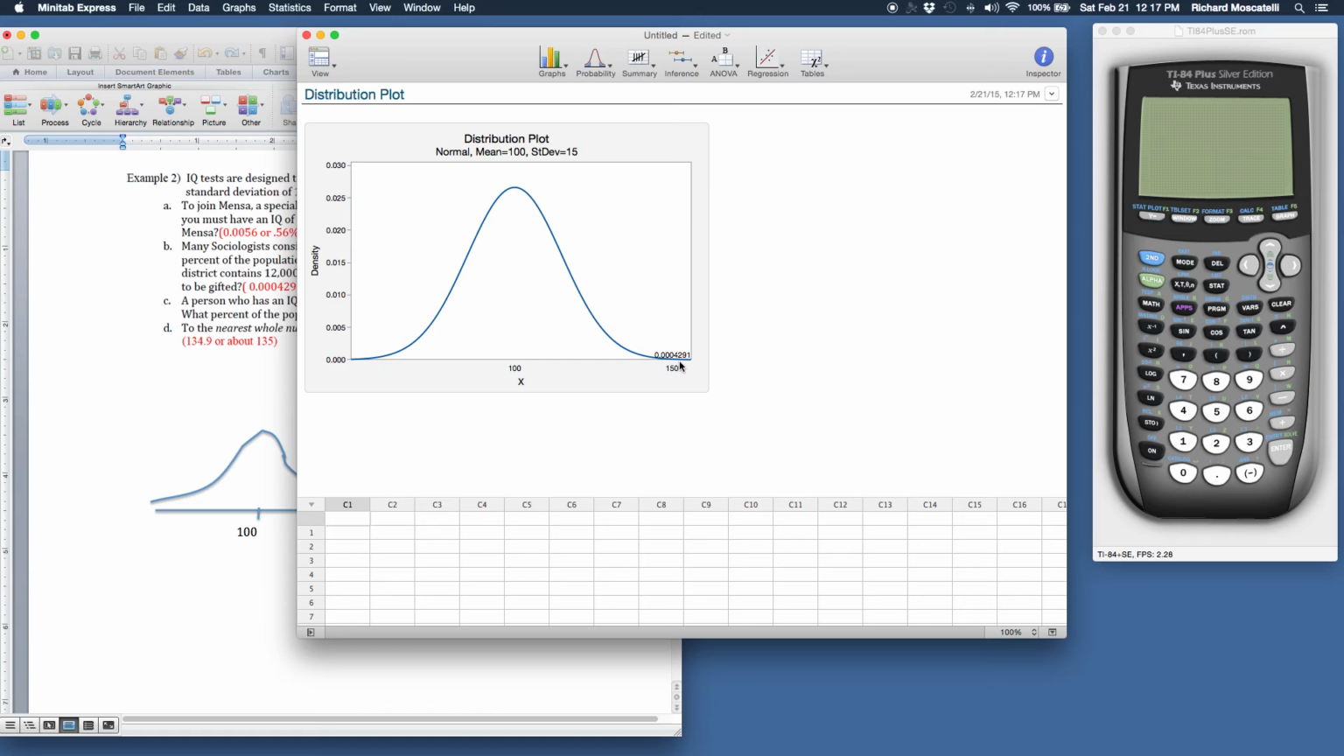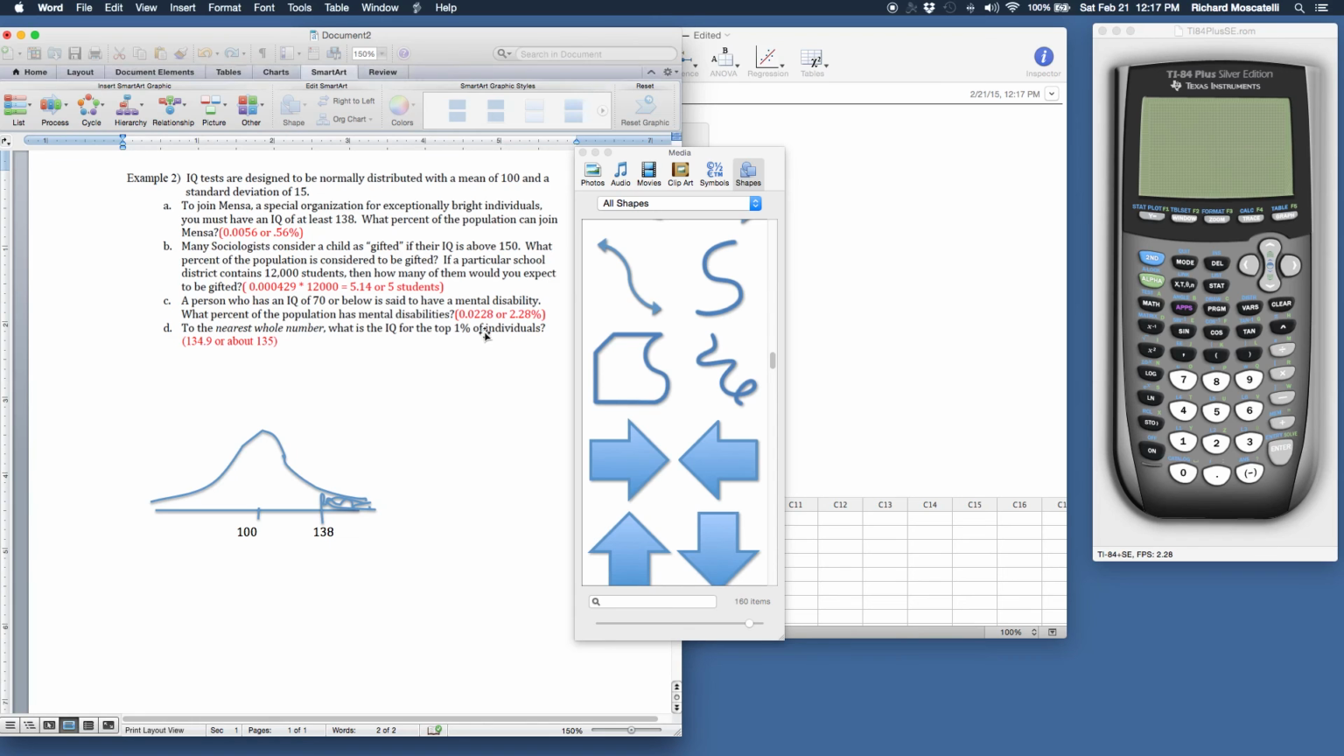Notice you can't even see the shade. It's so tiny, the shade, that you can't even see it. So it is 0.0004, the 4 decimal places. So there's the probability. You want that as a percent. Just move the decimal 2 spots to the right. It's 0.04%. And anyway, what do they want to know here? It says, what percent of the population is considered to be gifted?